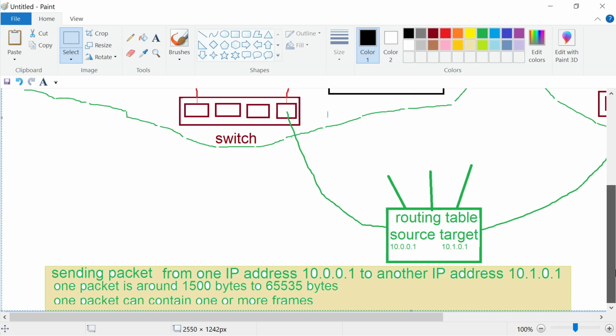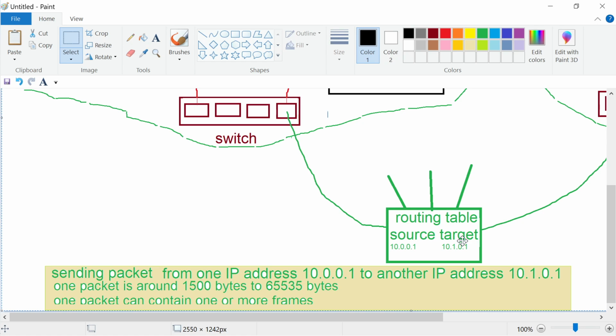Okay. So your routers, what do they contain? Your routers basically have a routing table. If the data is coming from this source and it wants to go to this destination, in order to go to this destination, what is your next target? What is the next stop?